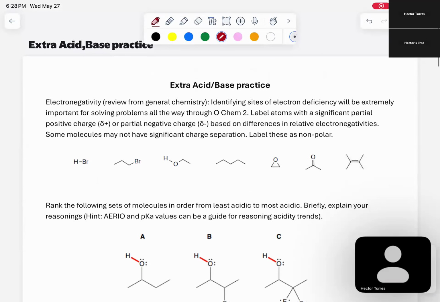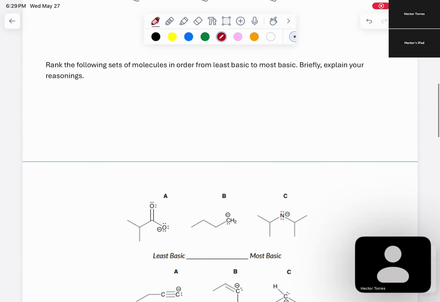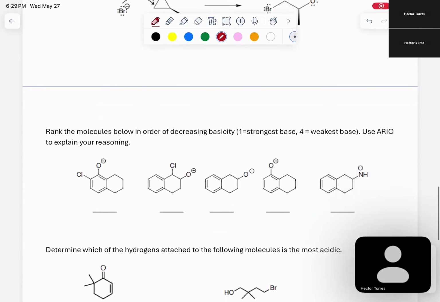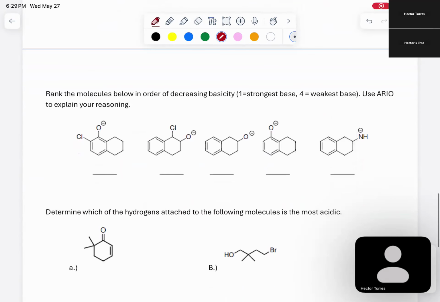So good morning, students. As I said in class, I'm going to do a video going through some of the problems. This is going to be the extra practice for acid-base questions. I'm going to try to go through the last two, as I find those to be the most challenging, but also cover the most concepts all in one question. So we're going to go over this one and this one.